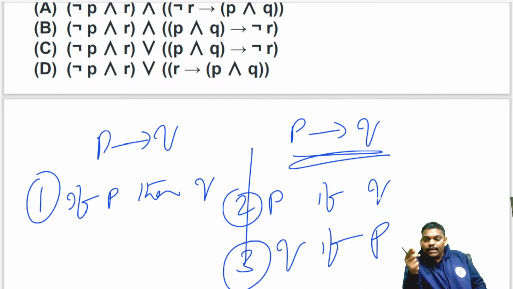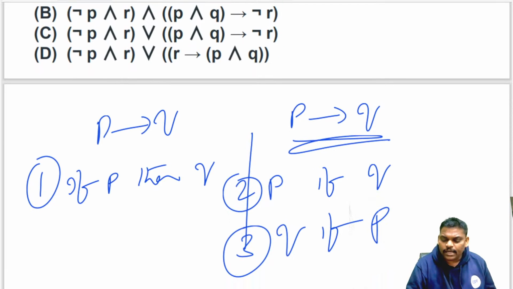It is already in your notes. P implies Q, options 1, 2, 3. Which is correct? If P, then Q. Q if P. I think everyone knows 1 and 3 are correct. I am writing a fourth one also. Can you see this one? Listen, I am writing a fourth one also.